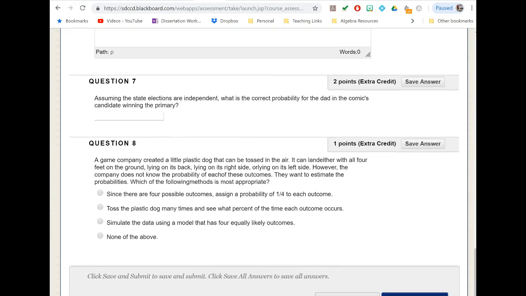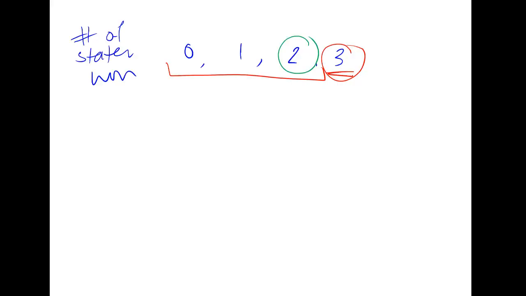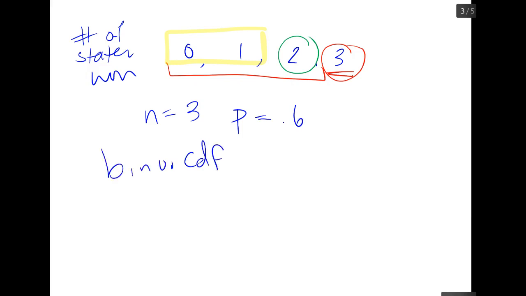And then the correct probability for the dad in the comic winning the primary, well, in order for him to win, that would be the opponent winning 0 or 1 of those states. So suggested binomial, n of 3, probability of success, he said, was 60, and this is a perfect setup for binom CDF of 3, .6, and 1, because if they win 0 or 1 states, his candidate will win.